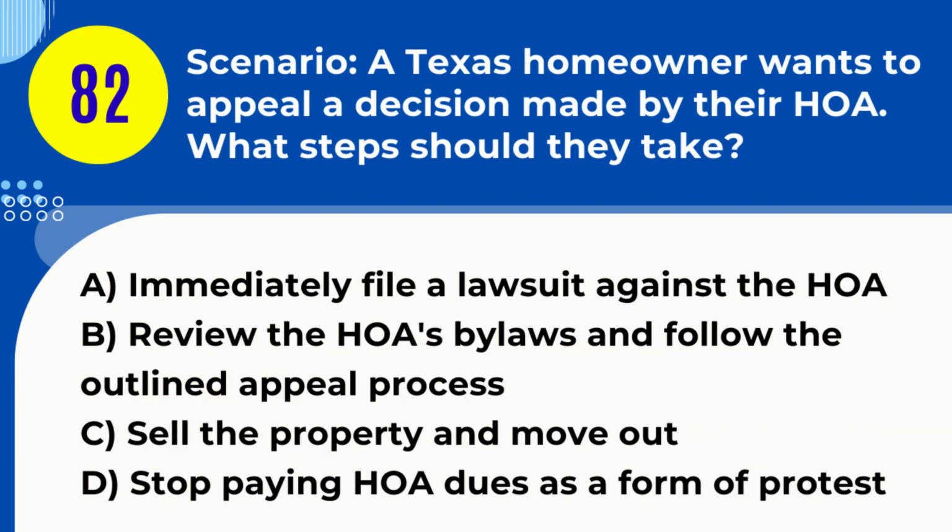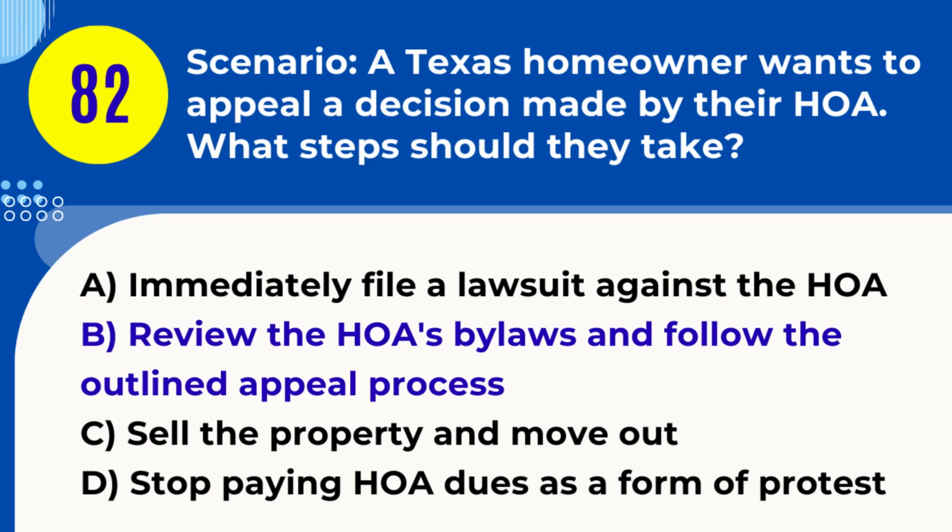Question 82. Scenario. A Texas homeowner wants to appeal a decision made by their HOA. What steps should they take? A. Immediately file a lawsuit against the HOA. B. Review the HOA's bylaws and follow the outlined appeal process. C. Sell the property and move out. D. Stop paying HOA dues as a form of protest.